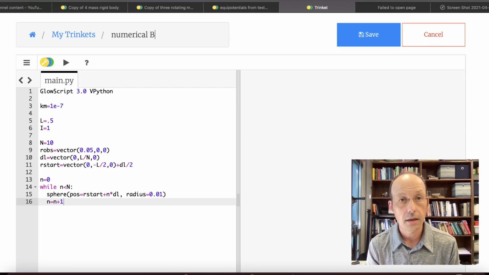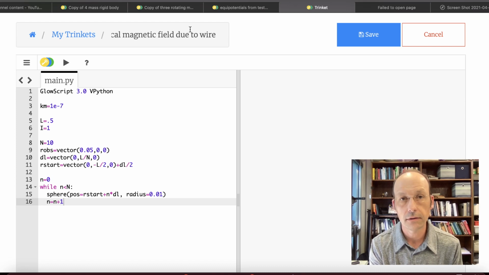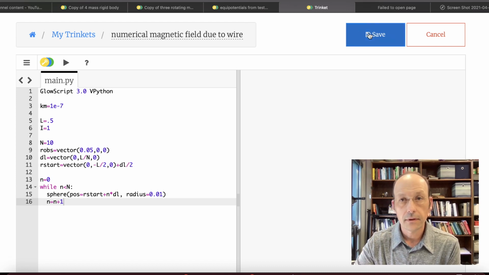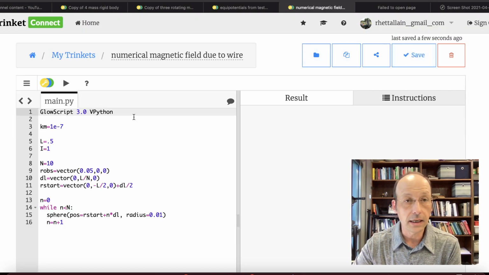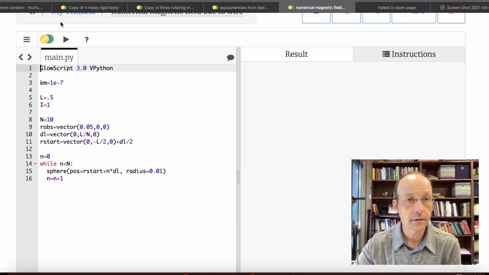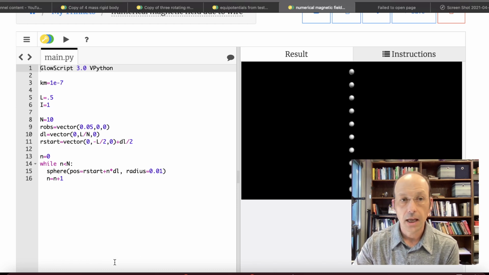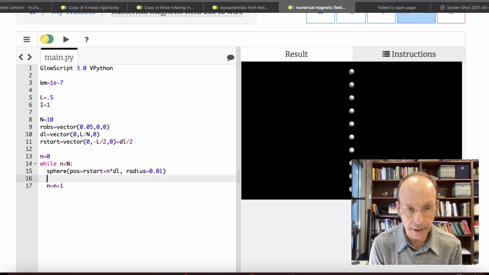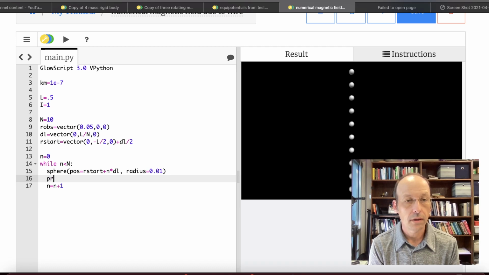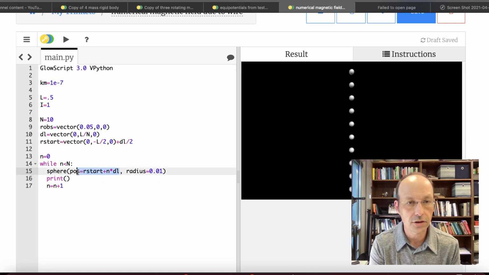Numerical B magnetic field due to wire. It's kind of long. Okay. Let's run this thing and see what happens. Let's just print. Oh, yeah, I didn't give it an actual name, so let's just print this thing right here just to check and run it.